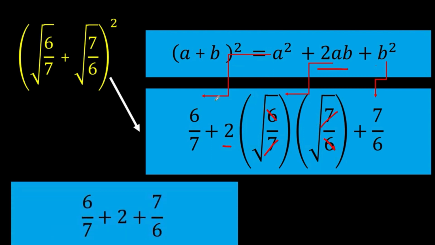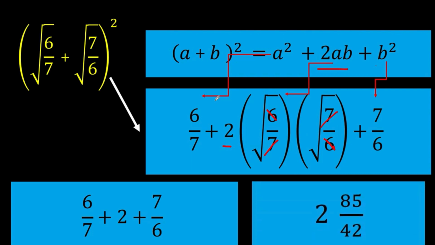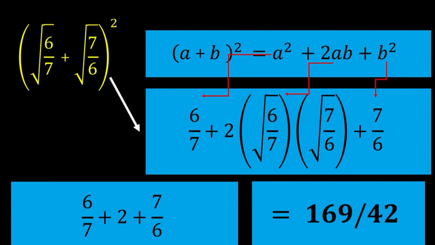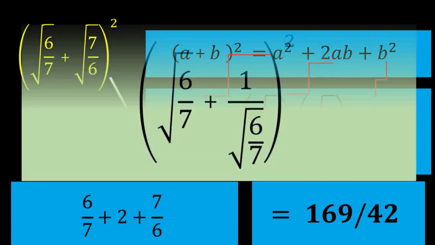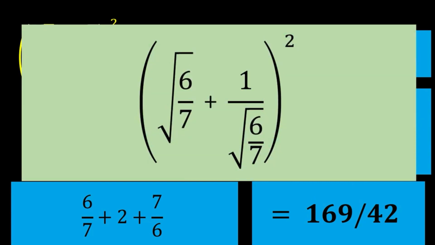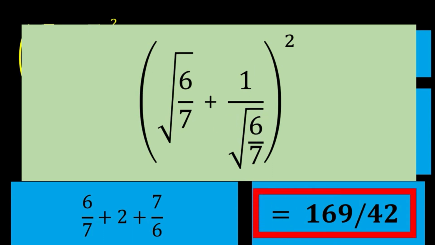So we now arrive at 6 over 7 plus 2 plus 7 over 6, which is equal to 2 and 85 over 42, which can be simplified as 169 over 42. So going back now to the original question, the value of the square of this binomial, the square root of 6 over 7 plus 1 over the square root of 6 over 7 is 169 over 42.